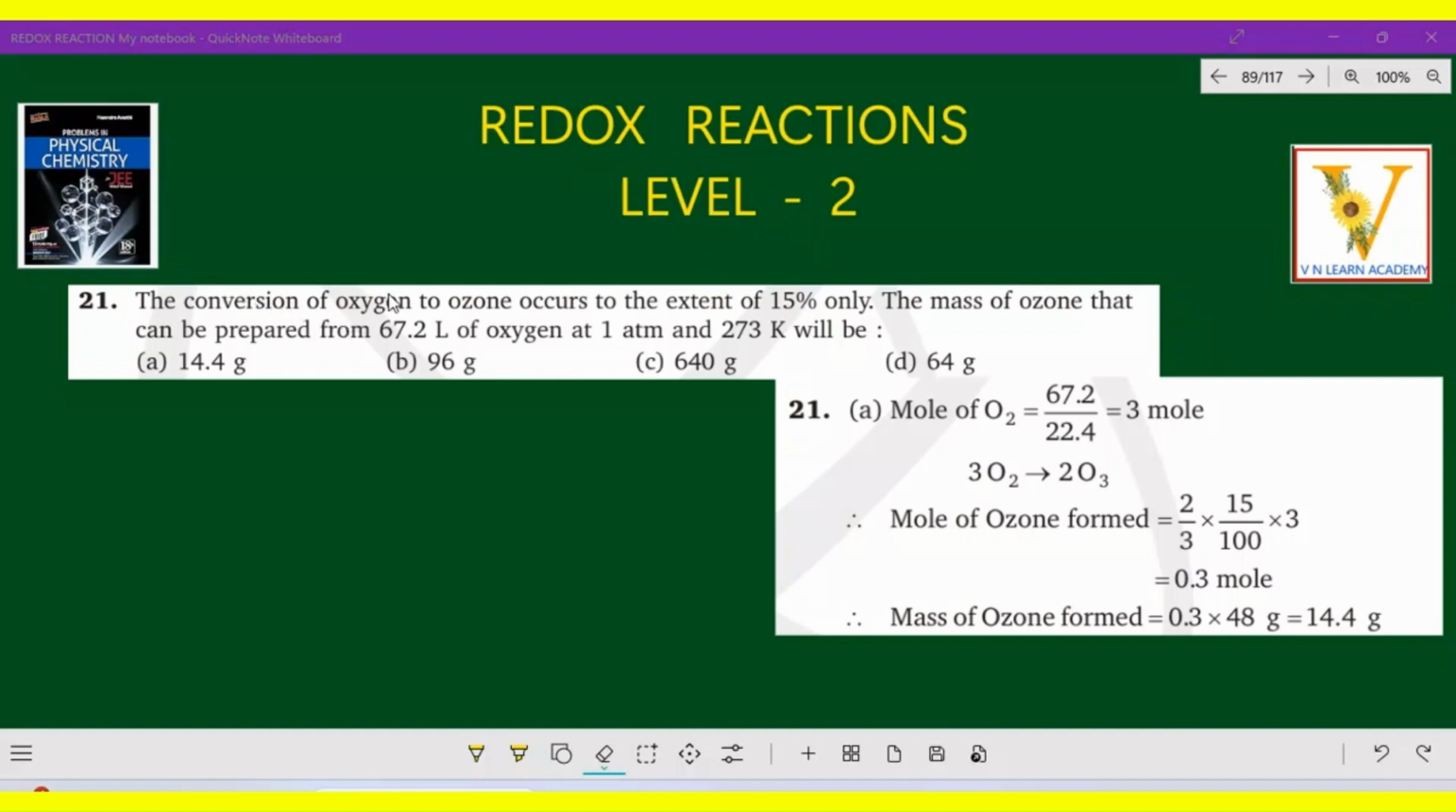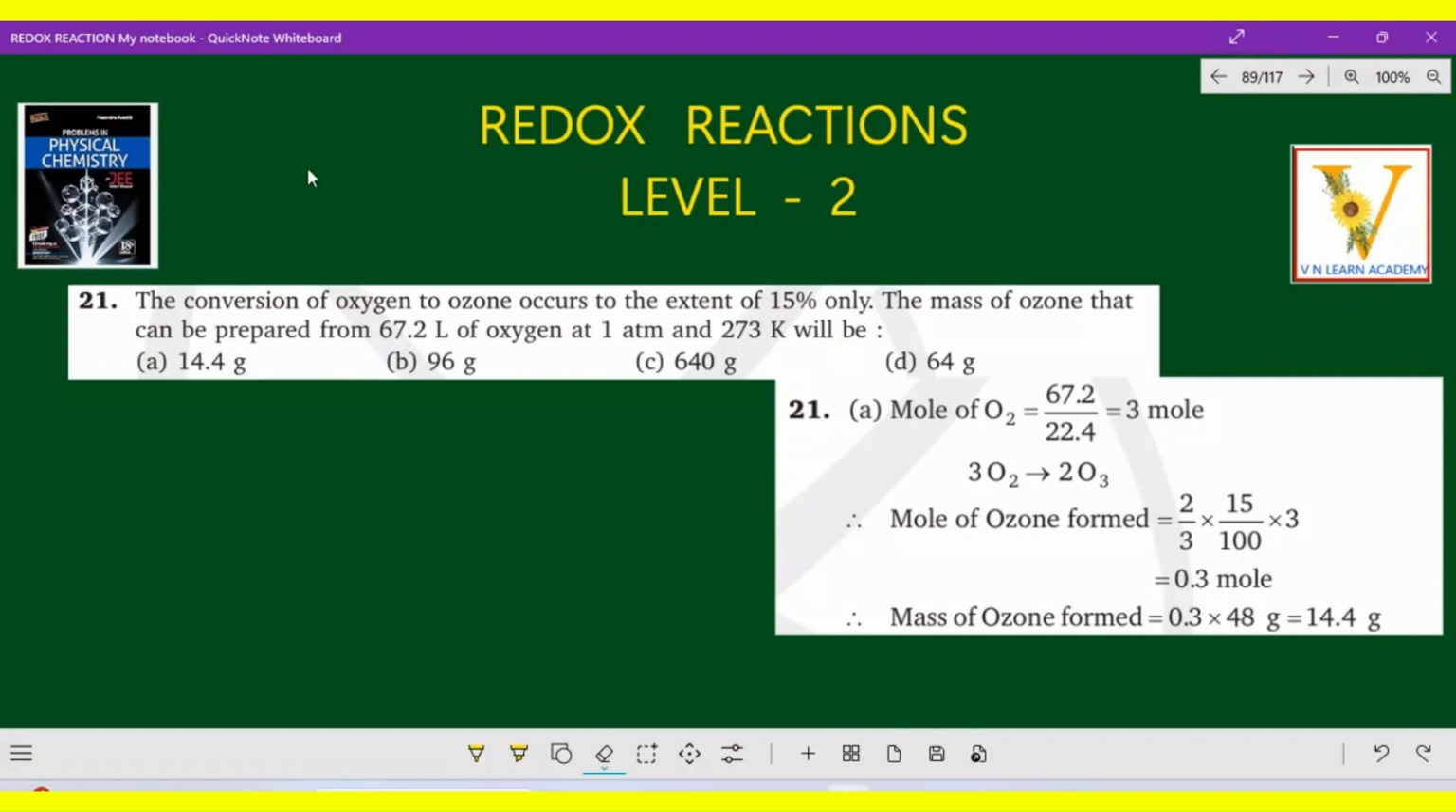Here is the first question. Conversion of oxygen to ozone occurs to the extent of 15% only. What is the mass of ozone that can be prepared from 67.2 liter of oxygen at 1 atmospheric pressure and 273 Kelvin? They have given the volume, so we identify the number of moles of oxygen, given volume by molar volume, prepared from 67.2 liter.